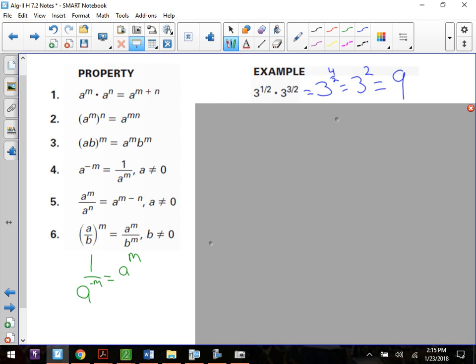Same thing goes for the next one. I have power to power. If I have 4 to the 3/2 squared, that's the base raised to an exponent raised to another exponent. Power to power. Sorry, not as awesome. That wasn't as awesome as rad, but it's right there.